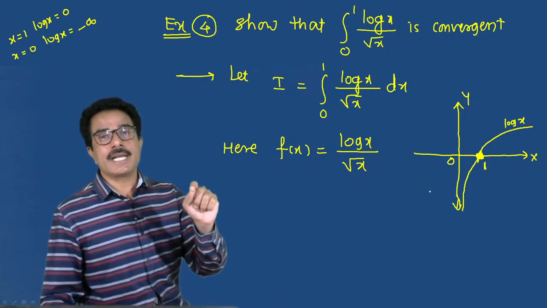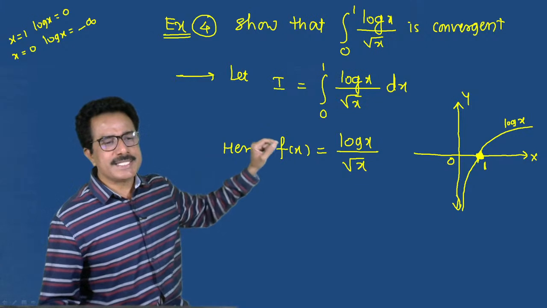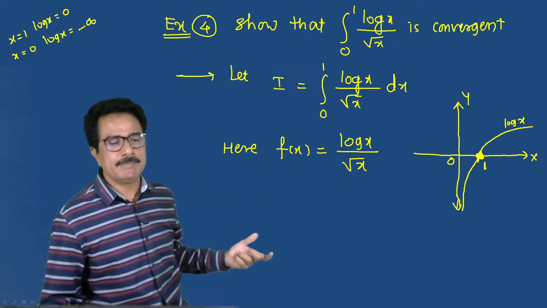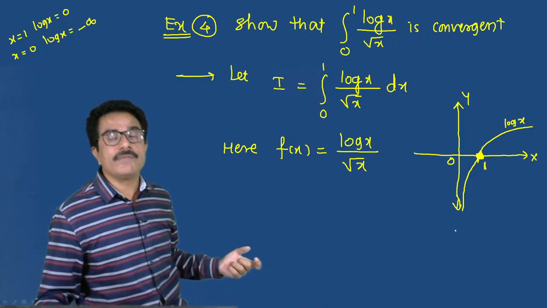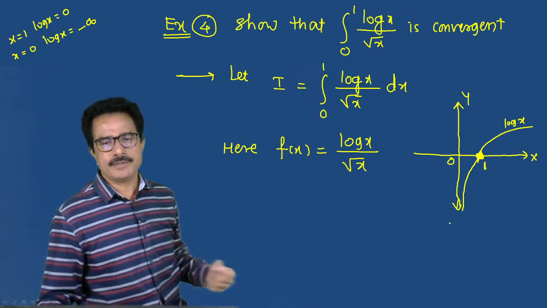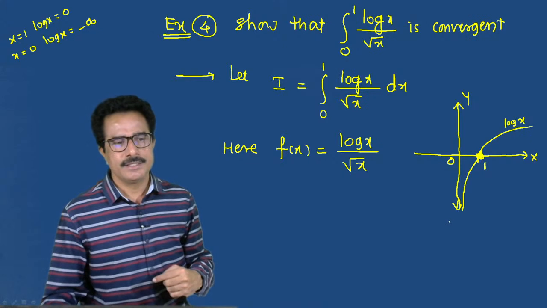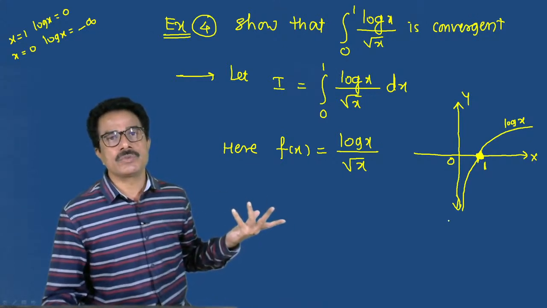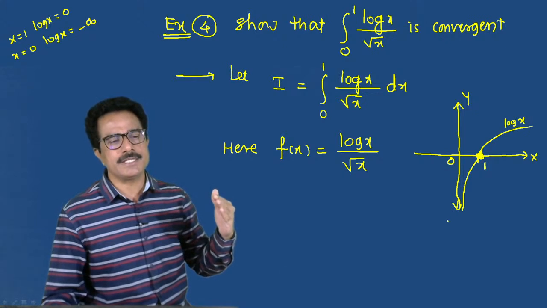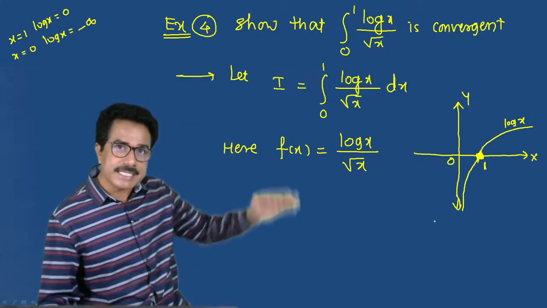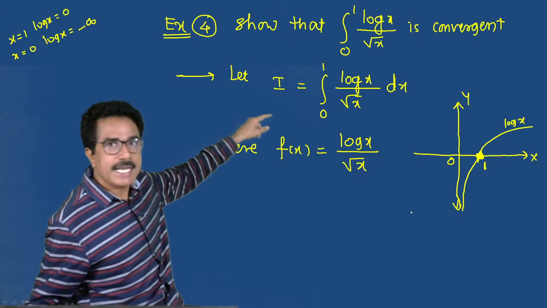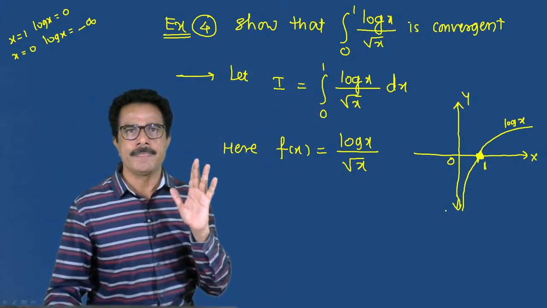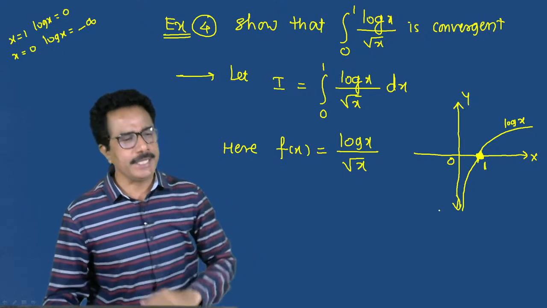Now according to the graph, we can say that in between 0 to 1, the value of log will be negative. Do you understand this? Because we know that if x is equals to 0, then log 0 means minus infinity. That means the graph is like this. So in between 0 to 1, definitely the function will be negative.